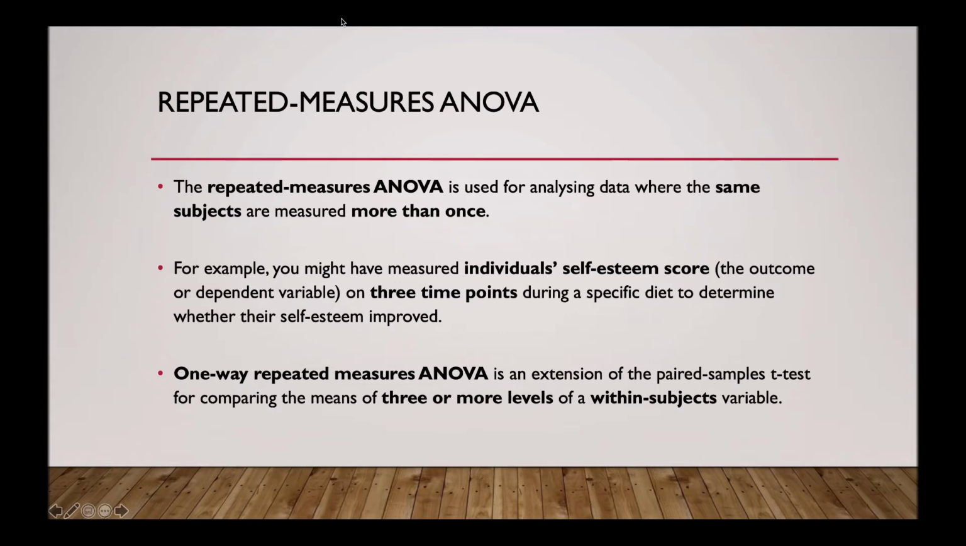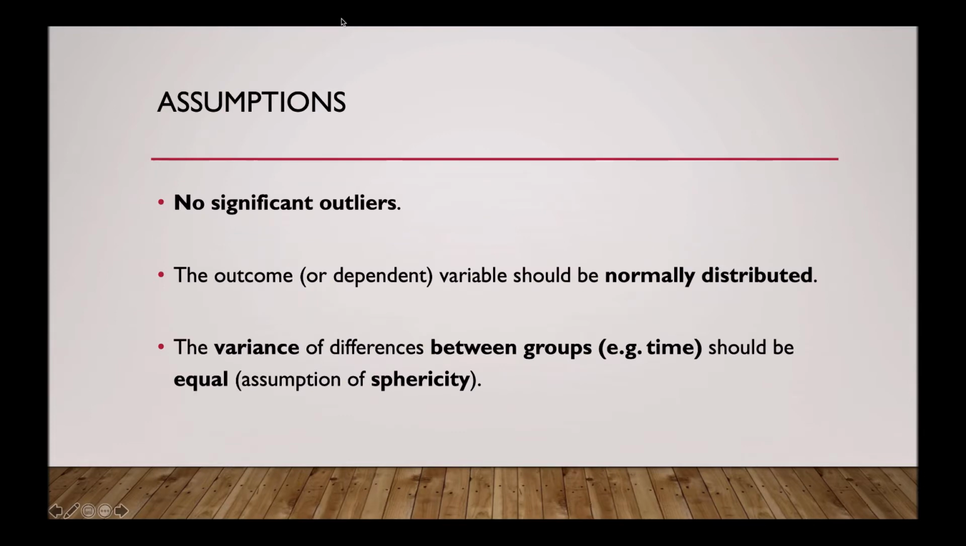A one-way repeated measures ANOVA is an extension of the paired samples t-test for comparing the means of 3 or more levels of a within subjects variable. The assumptions of a within subjects ANOVA are that there are no significant outliers, that the outcome or dependent variable is normally distributed, and that the variance of differences between groups should be equal.